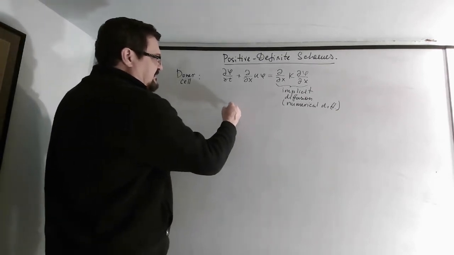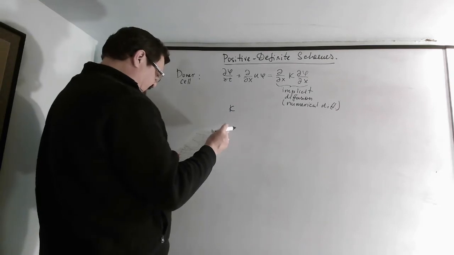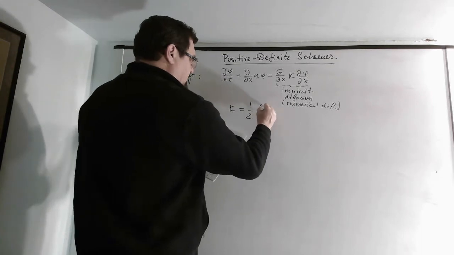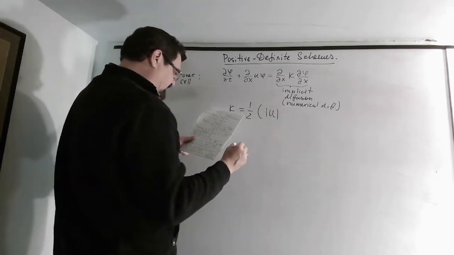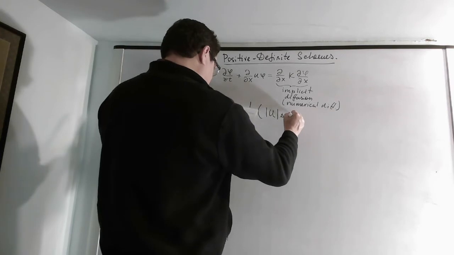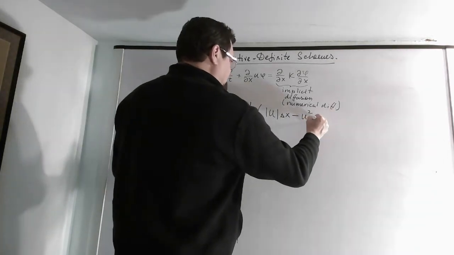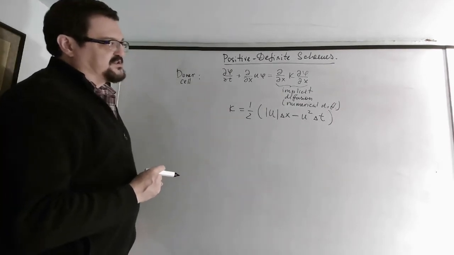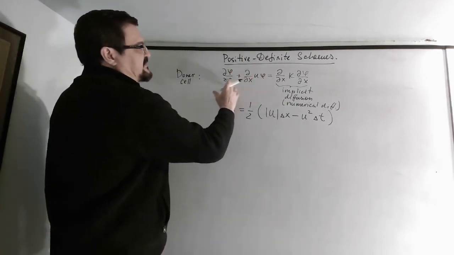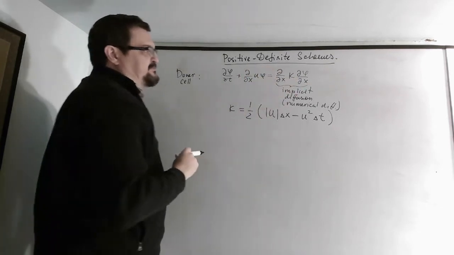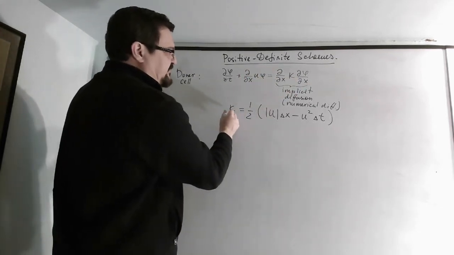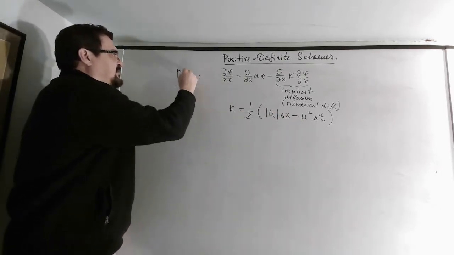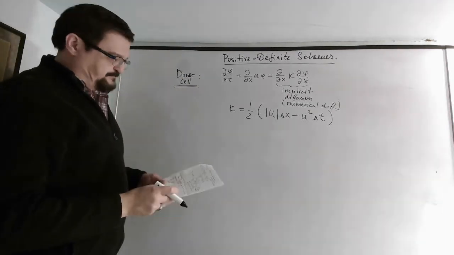Where K, this diffusion coefficient, equals 1/2 (|U| delta x minus U squared delta t). So this is the implicit diffusion coefficient. Basically, instead of solving just this equation equal to 0, we add this implicit diffusion with a diffusive coefficient that looks like that when we use this donor cell approach.